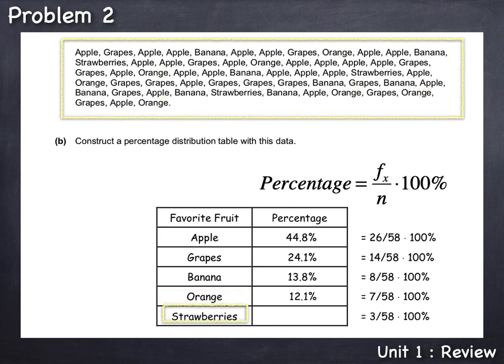And finally, strawberries. Out of the 58 student responses we had in the sample, we count and find that just 1, 2, 3 of the students selected strawberries. So the percentage of students who selected strawberries as their favorite fruit to eat in the sample is 3 divided by 58 times 100%. Enter, round it off. Carrying one extra decimal place, we get 5.2%.